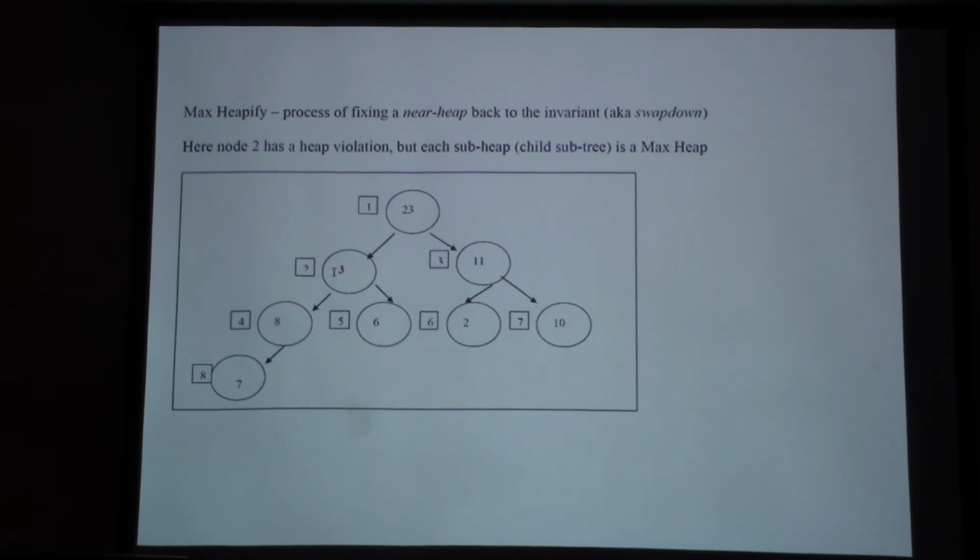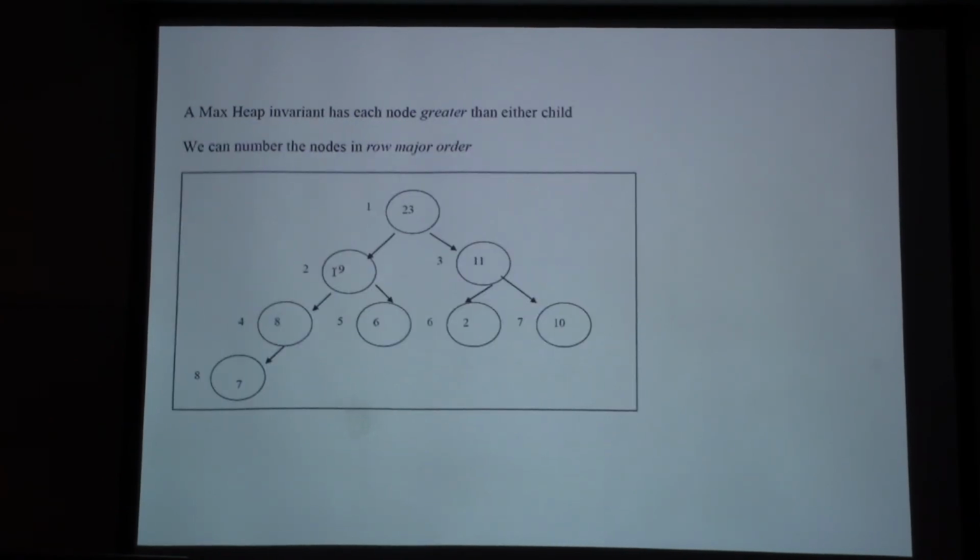So if my index is i, if I go from 1, I double 1, I get 2, left child. I double 1 plus 1, 3 is the right child. If I double 3, I get 6, that's the left child. If I double 3 plus 1, I get 7, that's the right child. If I double 4, I get 8.